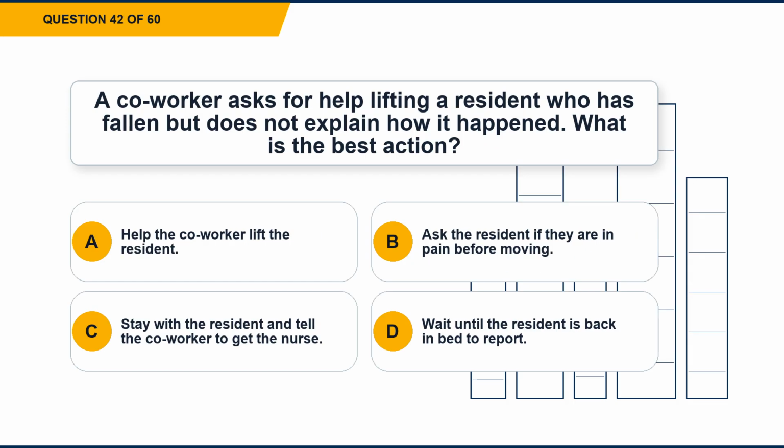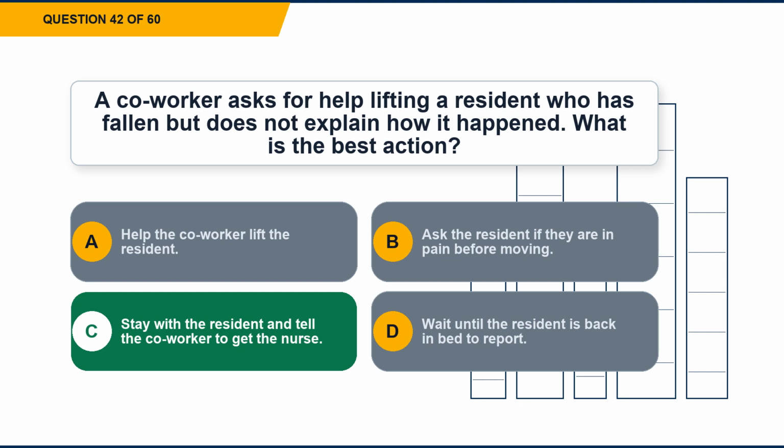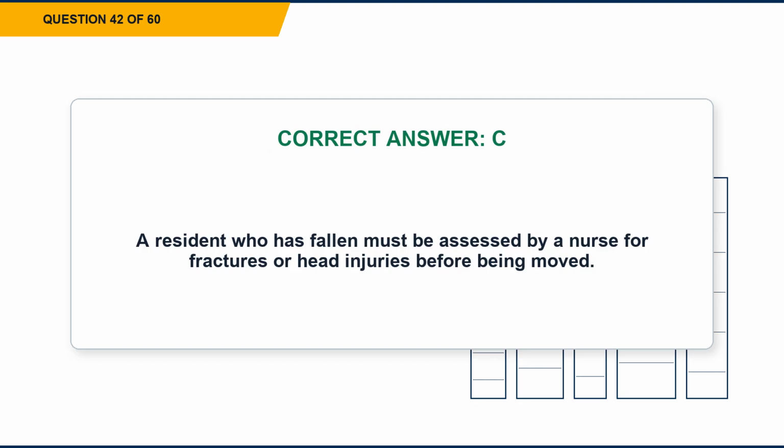Question 42. A coworker asks for help lifting a resident who has fallen but does not explain how it happened. What is the best action? Option A. Help the coworker lift the resident. Option B. Ask the resident if they are in pain before moving. Option C. Stay with the resident and tell the coworker to get the nurse. Option D. Wait until the resident is back in bed to report. The correct answer is option C. Stay with the resident and tell the coworker to get the nurse. Explanation. A resident who has fallen must be assessed by a nurse for fractures or head injuries before being moved.